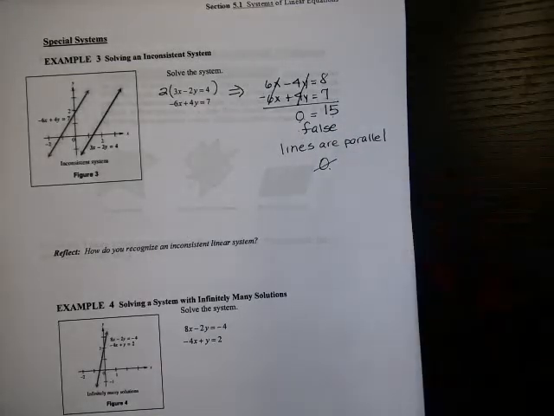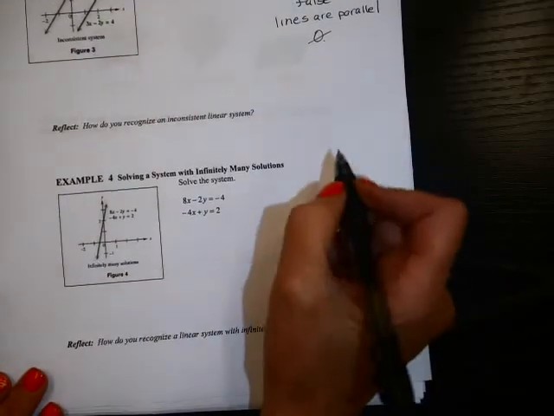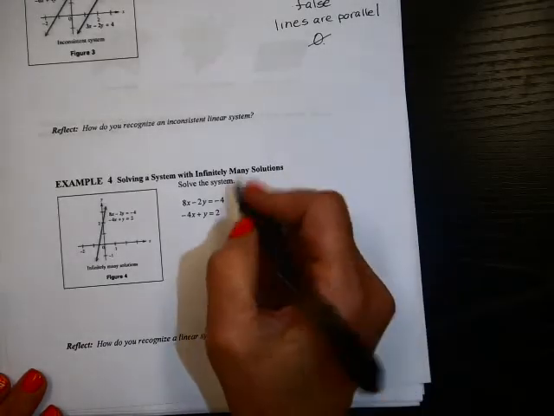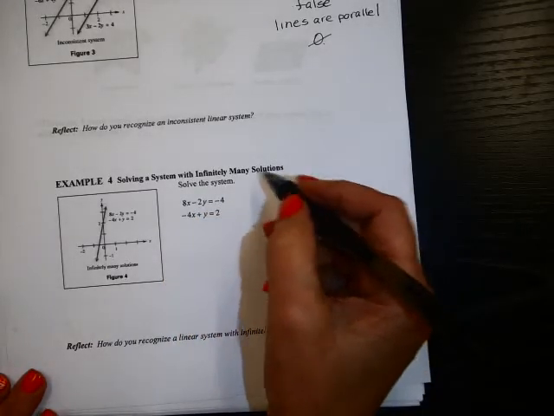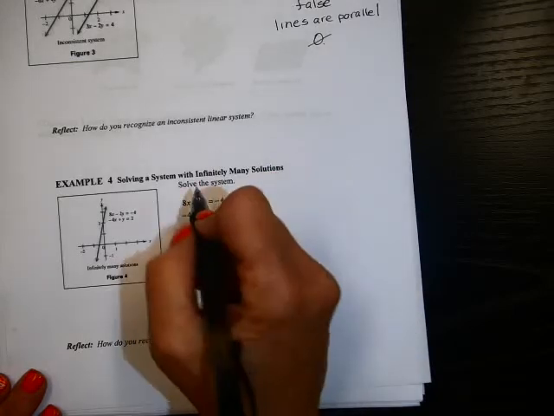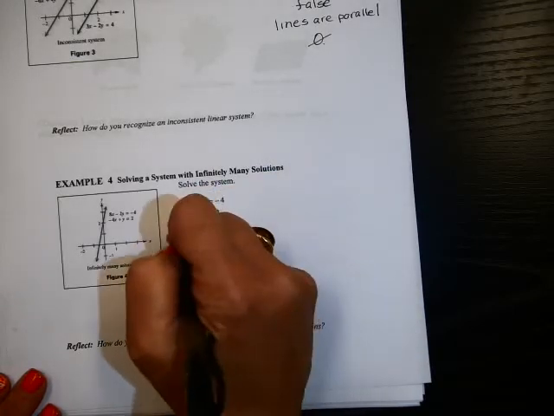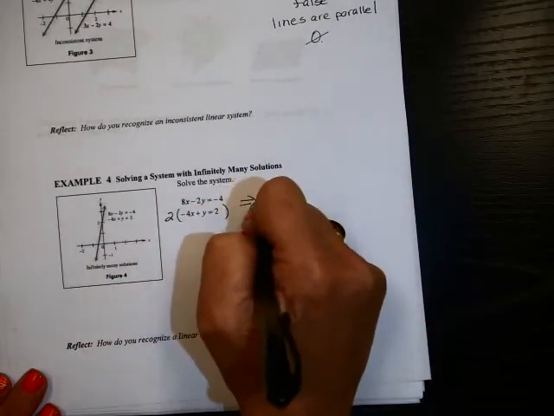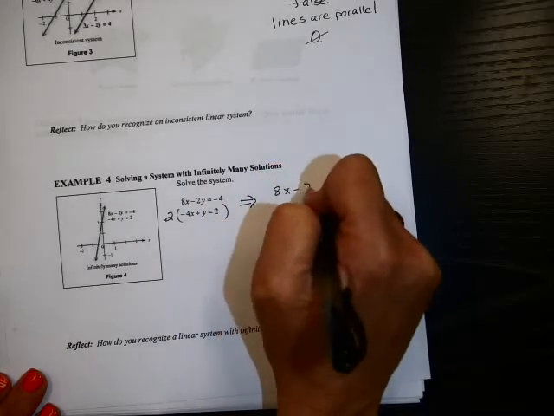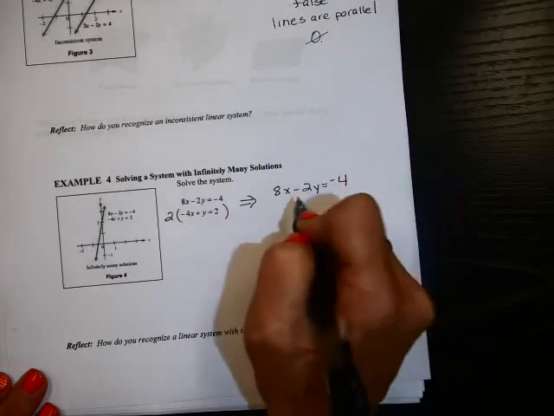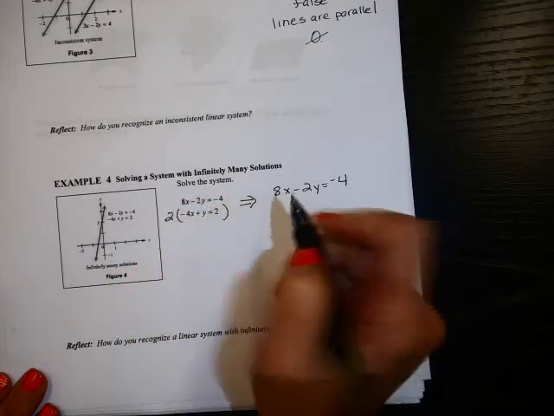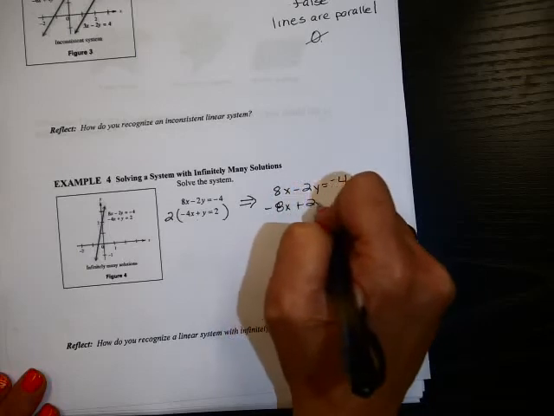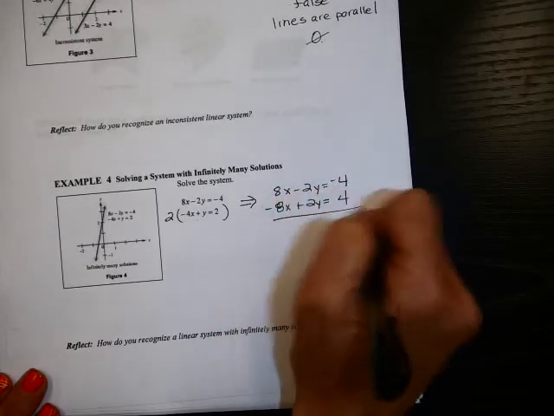Let's contrast that to example 4. Solving a system with infinite many solutions. In this one, we try to cancel out one of the variables. I'm going to try to cancel the x out. This is an 8, and 4 goes into 8. So I'm just going to multiply this through by 2. So I will have a system of 8x minus 2y is negative 4. And when I multiply the bottom equation by 2, I get negative 8x plus 2y equals positive 4.